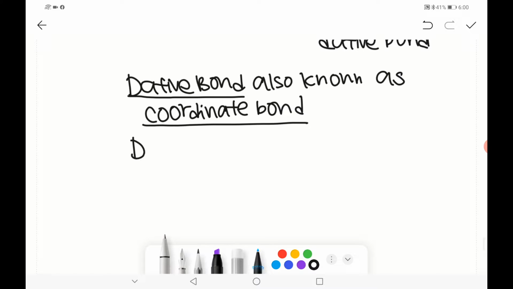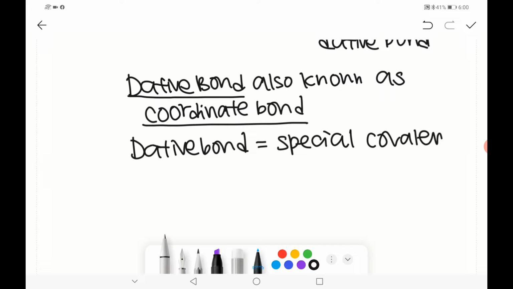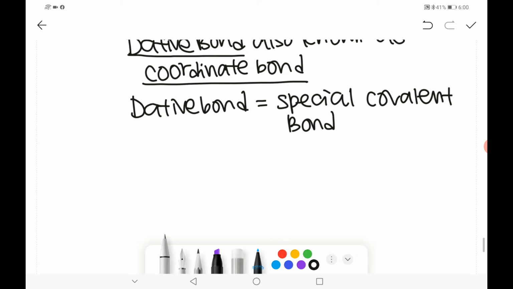I want you all to know that dative bond is actually a very special covalent bond. Dative bond is actually a covalent bond, but it's a bit special. Before I talk more about that, let's do a very quick revision of covalent bond that we learned in lesson number 2, chapter 5.